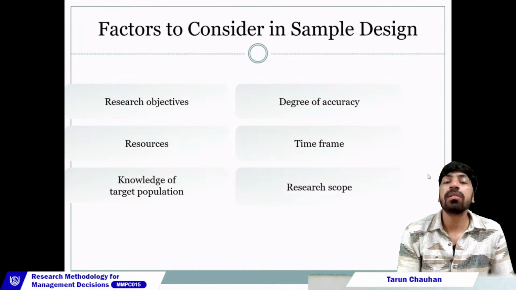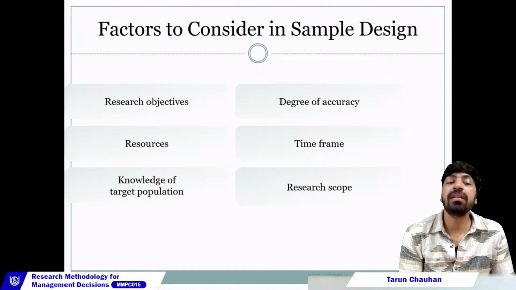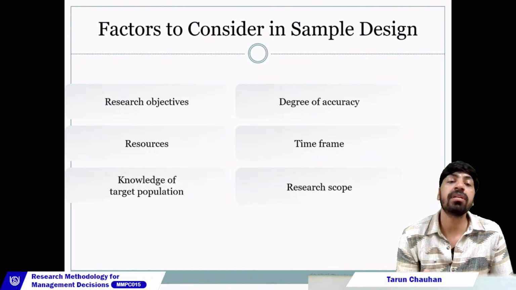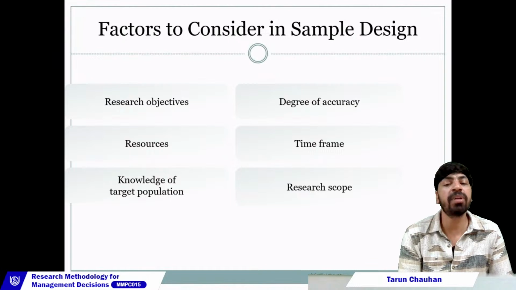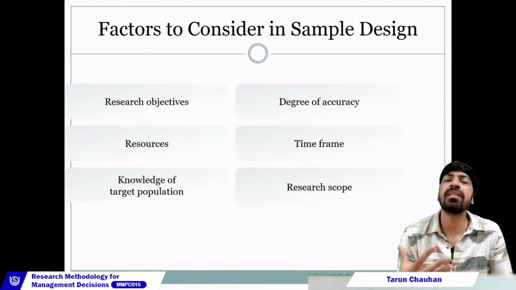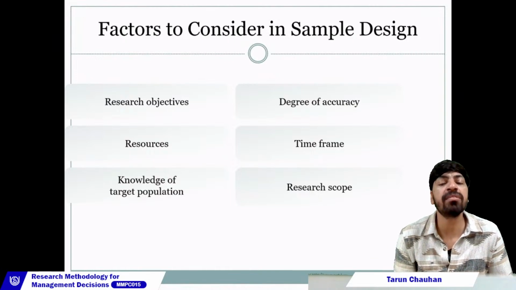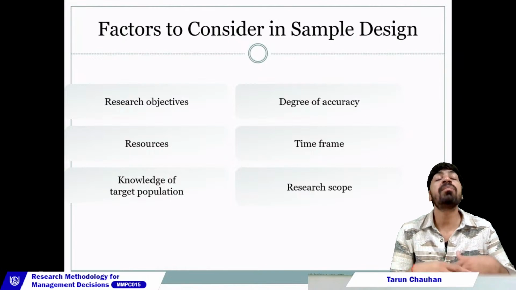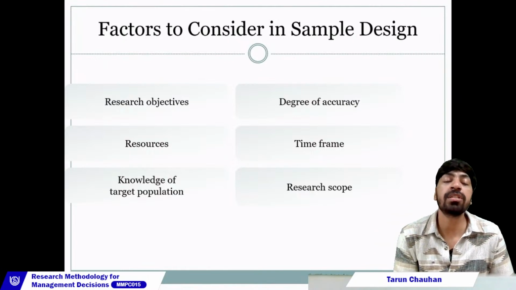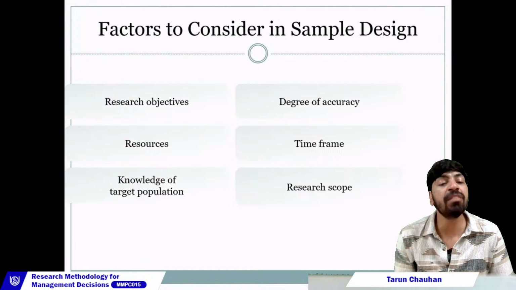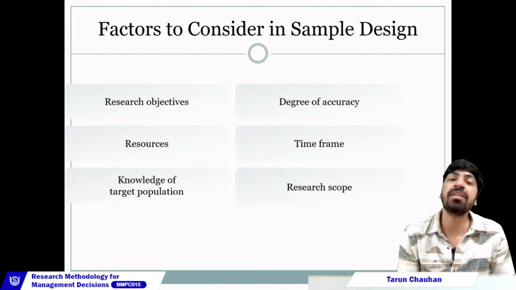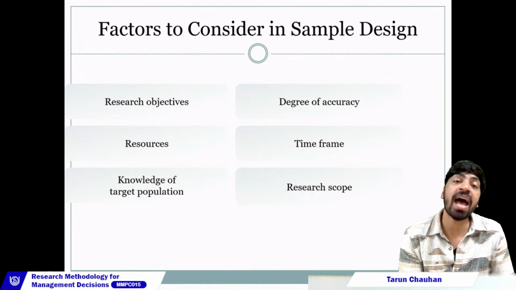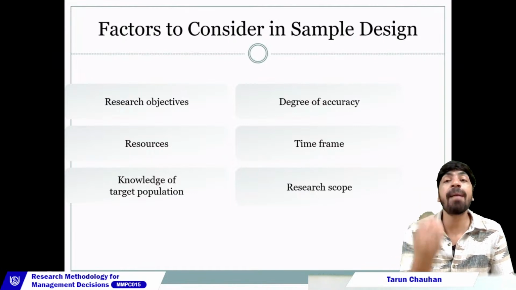Research scope is also one of the factors, whatever the research objectives, research questions, or research design that has been formulated. Whether it has a wider scope, and whether the possible outcomes could portray meaningful evidence to the readers or not. That is also an important factor to consider in the sample design.